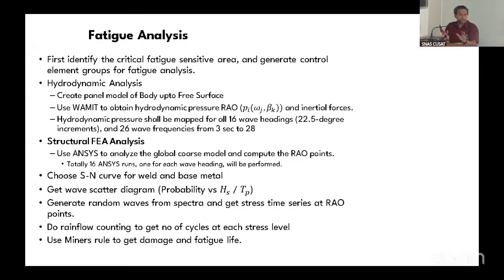And then the standard way of doing fatigue analysis, you do rainflow counting, basically trying to find the stress levels and the number of cycles for each stress level. There's a standard procedure for that. And then you use Miner's rule to get damage, and you can get your fatigue. So this is basically the fatigue analysis process.